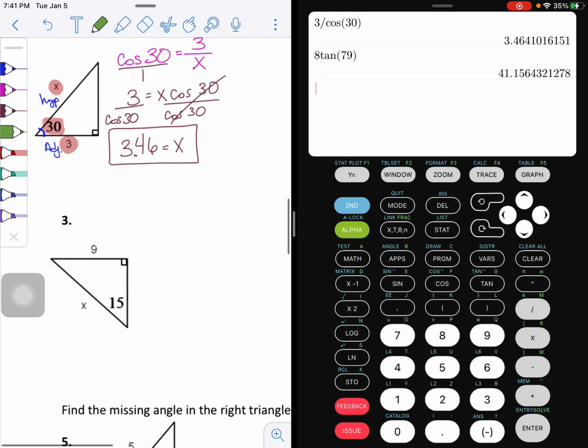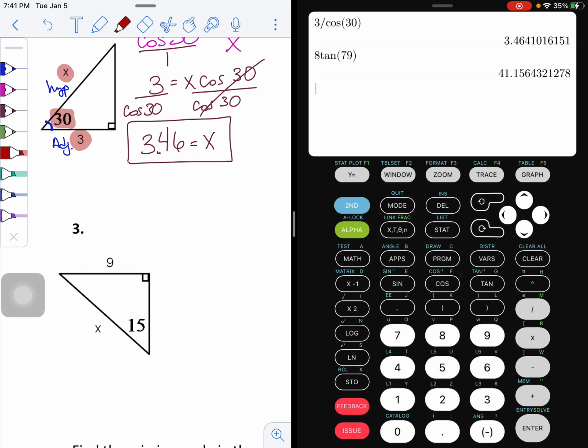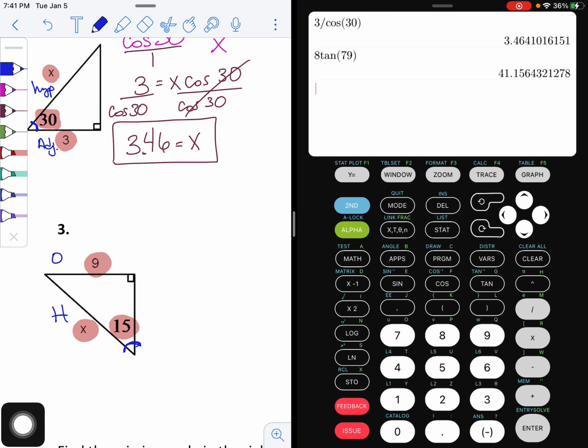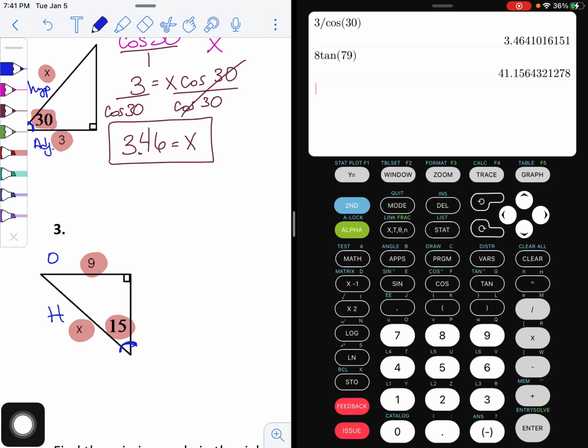All right. Problem number 3 here. Let's see what we've got. We have an angle here of 15, a side of 9, and a side of x. Let's go ahead and label those out. So here's our reference angle of 15. This is opposite, and that's hypotenuse. If we need O and H, we're talking about sine of 15 is equal to opposite over hypotenuse.